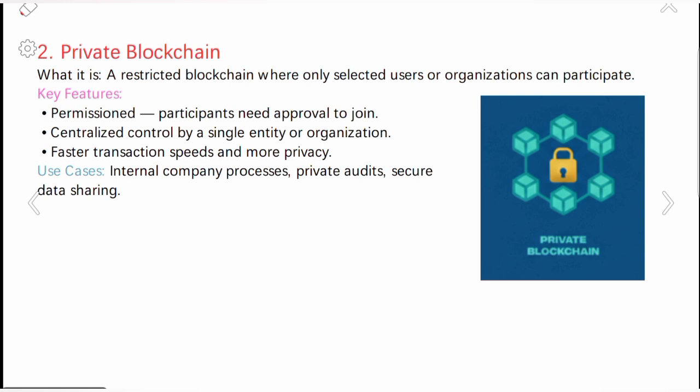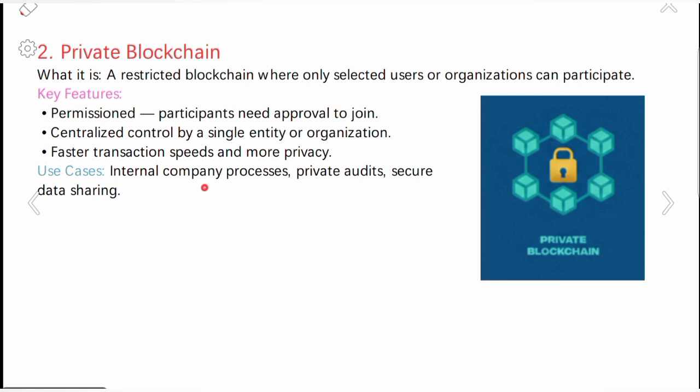So the key features: it is a permissioned blockchain. That means a participant needs approval from the organization or the company to join the network. Centralized control by a single entity or organization. Unlike the public blockchain, this is not a completely decentralized blockchain. It has some centralized control. Suppose a company is running a blockchain, that company has centralized control over this blockchain. If a user wants to join the network, he must get authorized access. That means he must be a part of the company. Then only he can access the network.